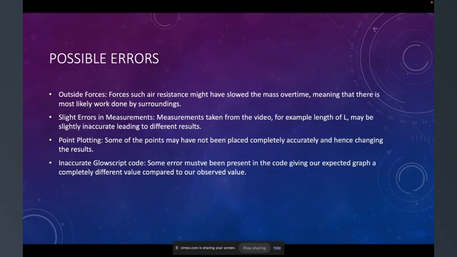Slight errors in measurements, like measurements taken in the video, can be inaccurate. Point plotting, some of the points are not in place completely accurately. And inaccurate GlowScript code, where some error may be present in the code, giving a graph a completely different value compared to the observed value.